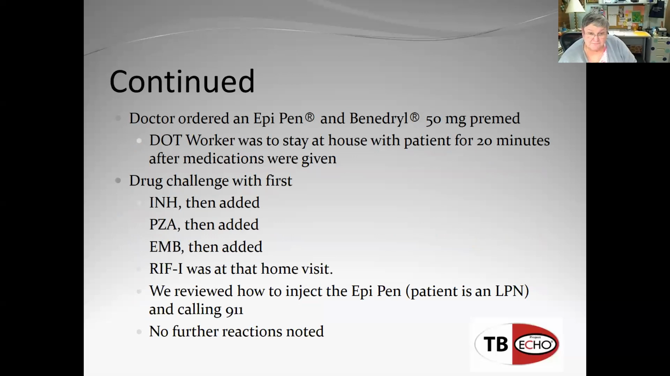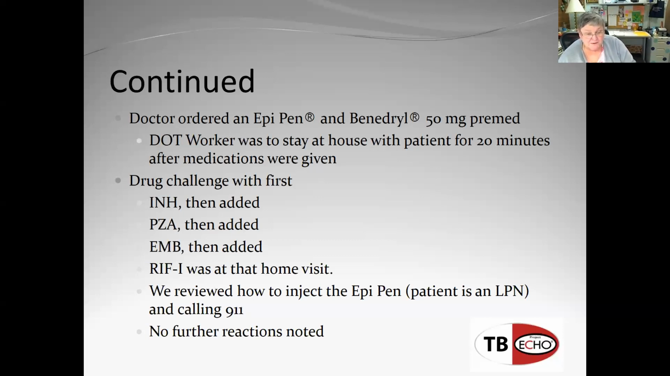So this was our plan. The doctor ordered an EpiPen, 50 milligrams of Benadryl pre-med, and our DOT outreach worker was to stay at the house for a minimum of 20 minutes after the medications were given. We did the drug challenge, so she did a pre-med of 50 milligrams of Benadryl before we arrived, and then we did 3 days of INH, and then we added PZA, and we were using this order of medication challenges because we were pretty sure this was the rifampin that was causing it. So then we added EMB.